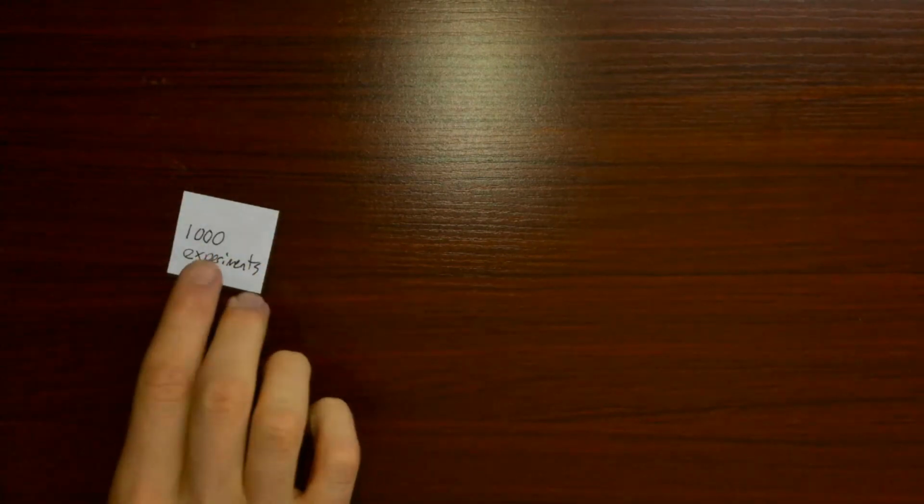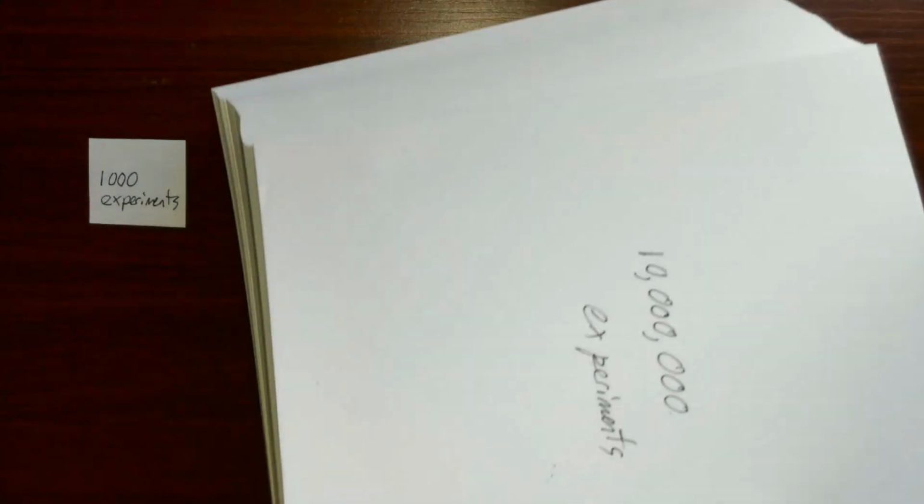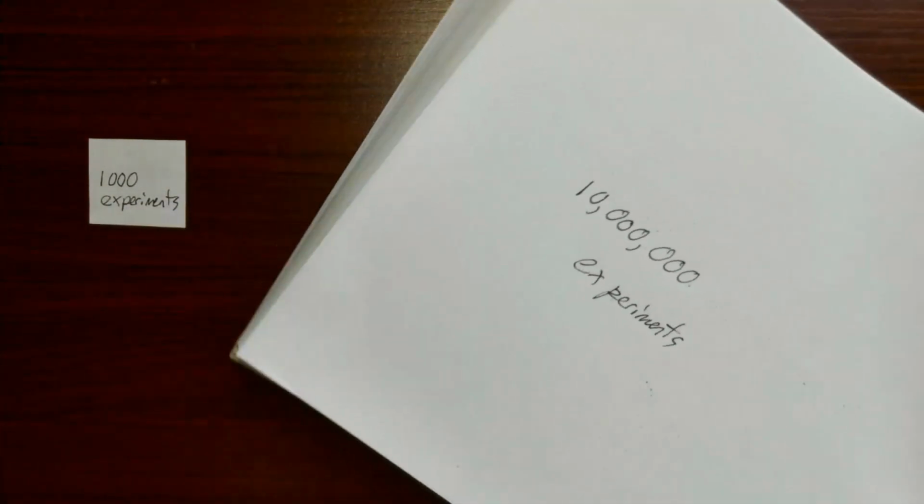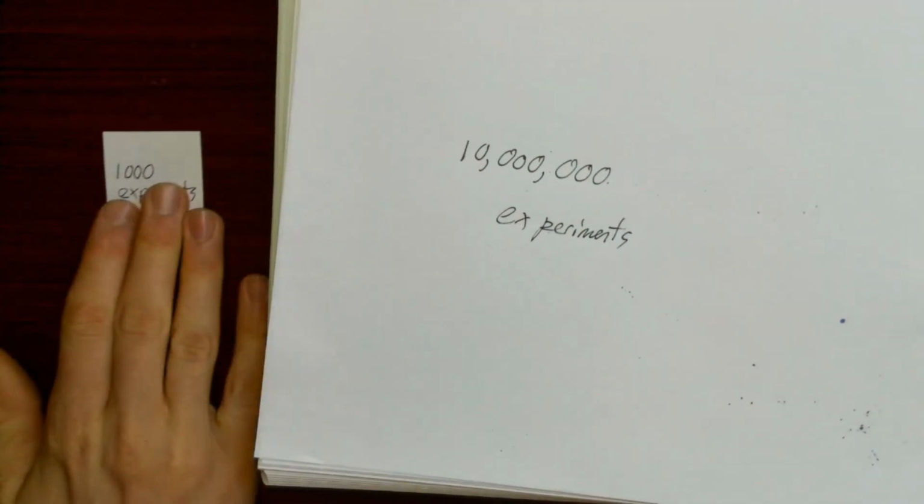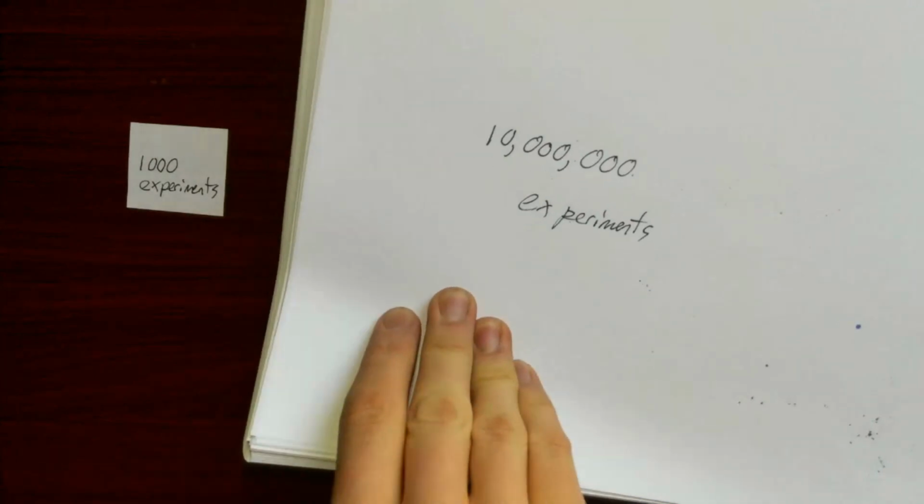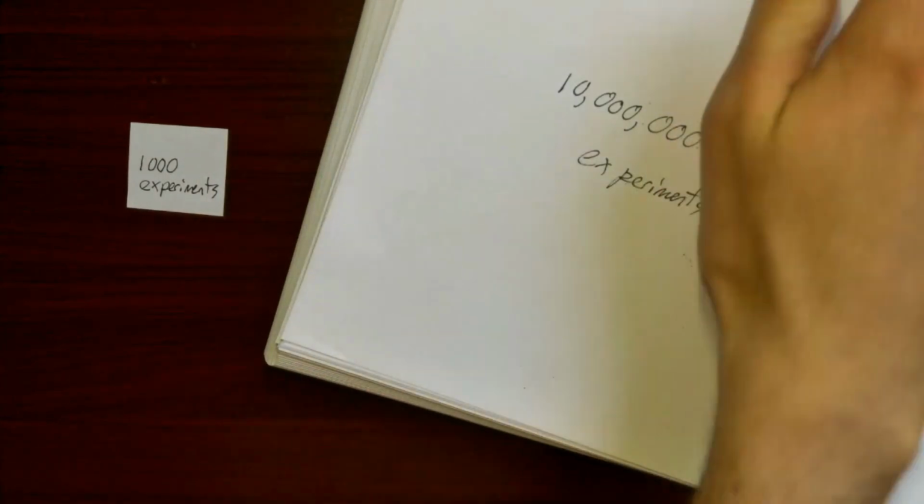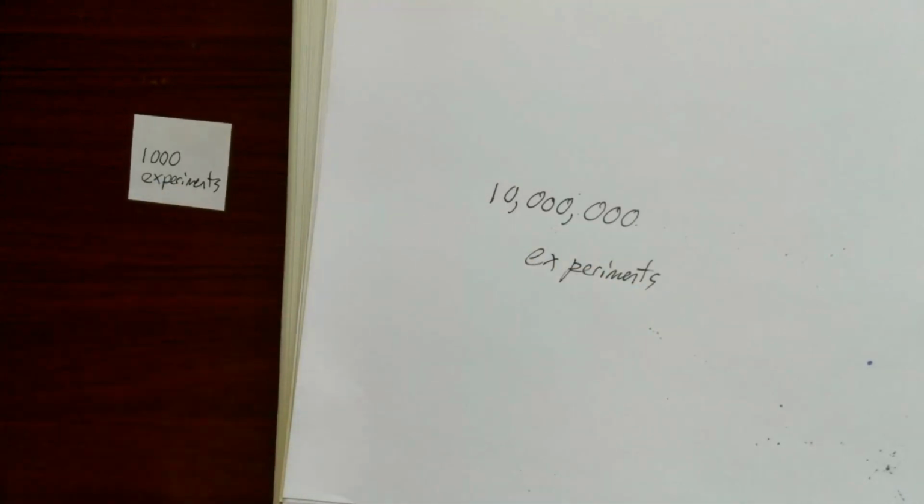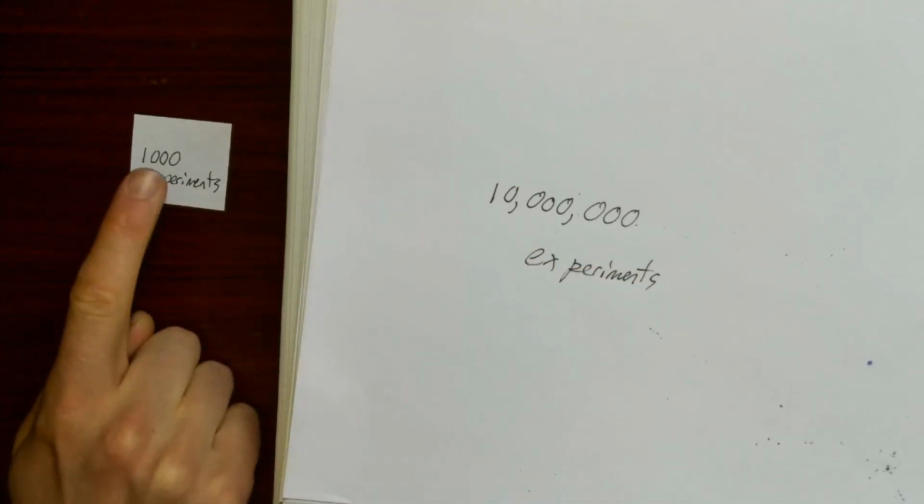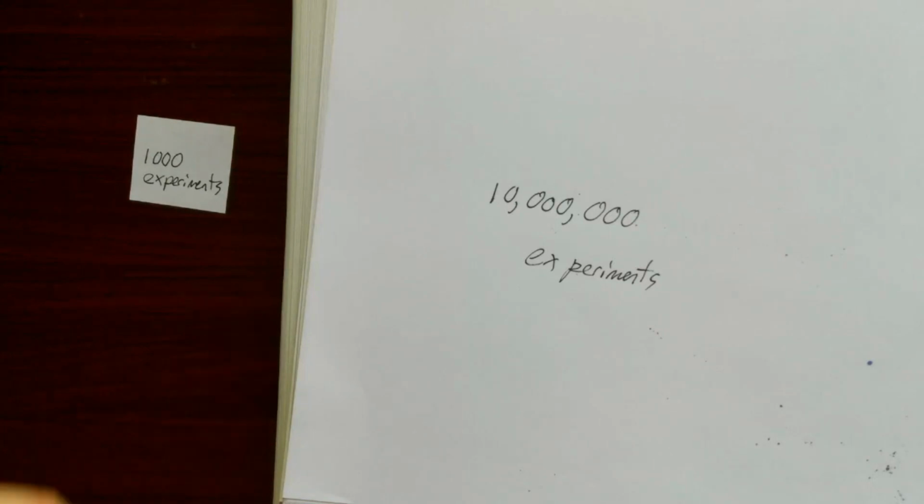This amount of paper, let's say, would be equivalent to 1,000 experiments. The amount of paper equivalent to 10 million experiments would be this entire ream right here. So, if we're trying to compare workloads here, would you rather have to do 10,000 experiments or 1,000 experiments? Well, I think it goes without saying, we'd all rather do 1,000. So, where are we going with this?